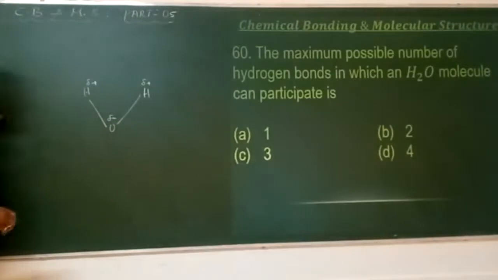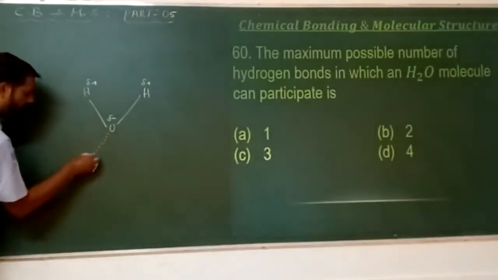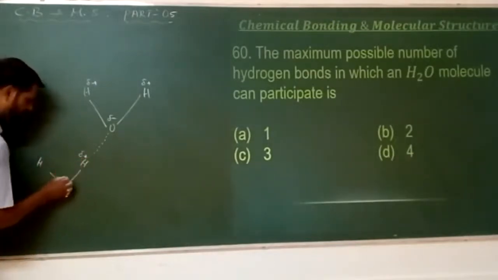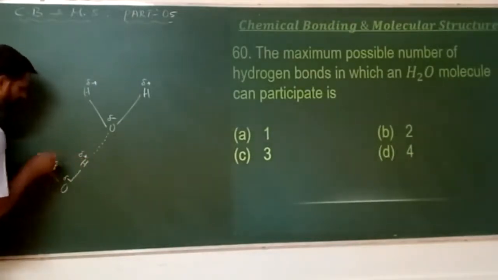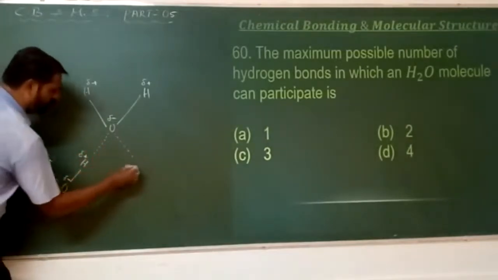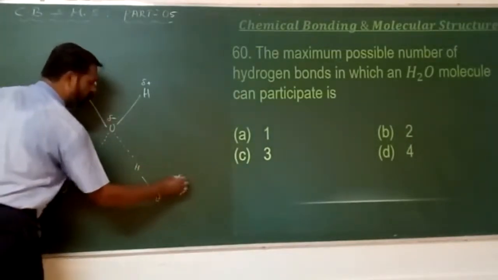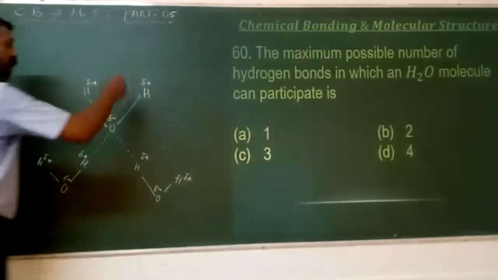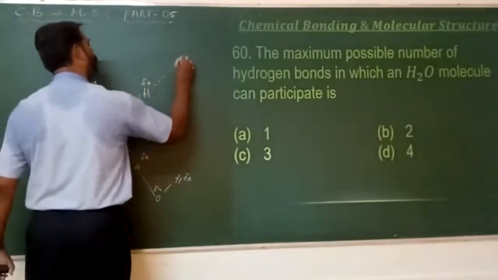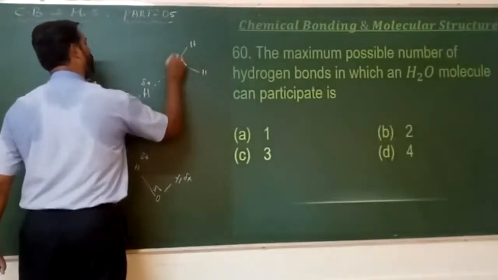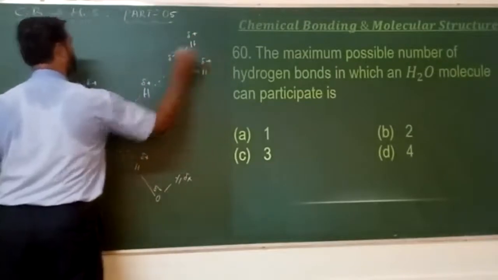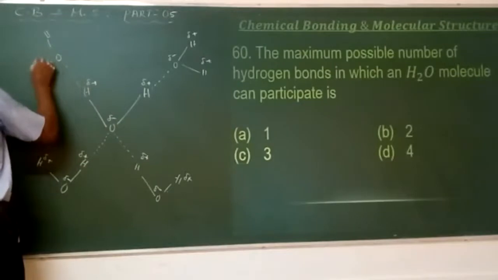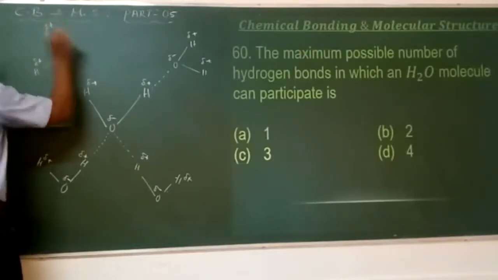Suppose another water molecule comes here: H, O, H, delta plus, delta minus, delta minus, delta plus. There is another possibility here: H single bond O, single bond O, delta plus, delta plus, delta minus. If I come across this, it becomes O, H, H, delta minus, delta plus, delta plus. If I come across this, it becomes O with H and H, delta plus and delta minus.